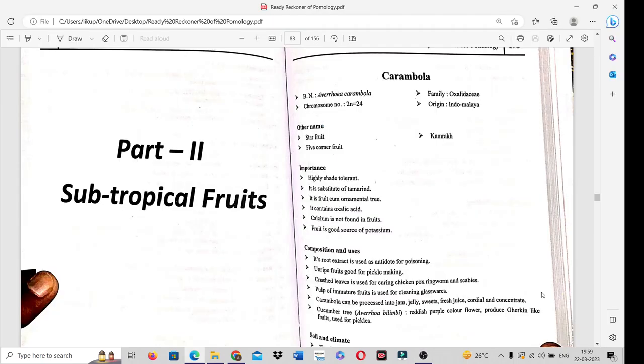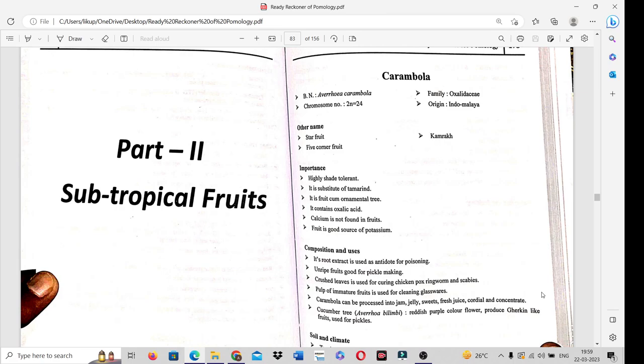Carambola is Averrhoa carambola, family Oxalidaceae, formerly known as Indigo. It is from the Indomalaya region. Other names are star fruit, carambola, five corner fruit, sour tasting fruit, and cucumber tree also. Importance: it is highly shade tolerant. It is a substitute for tamarind.